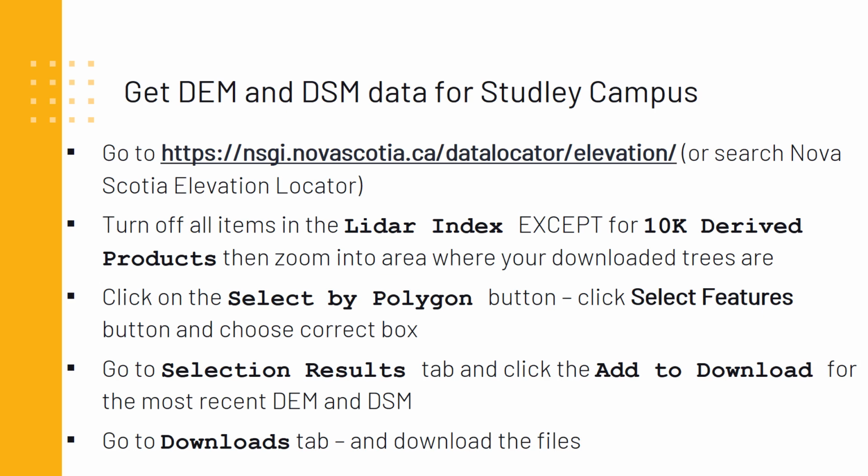Click on the Select by Polygon button, and then click the Select Features button and choose the correct box. Then go to the Selection Results tab and click on the Add to Download for the most recent DEM and DSM. Then go to the Downloads tab and download those two files.